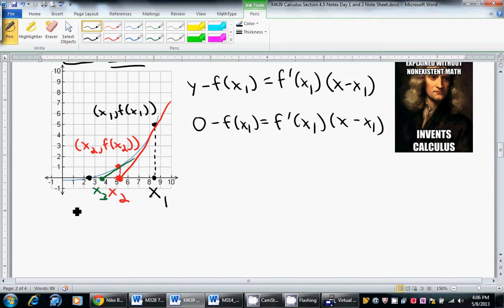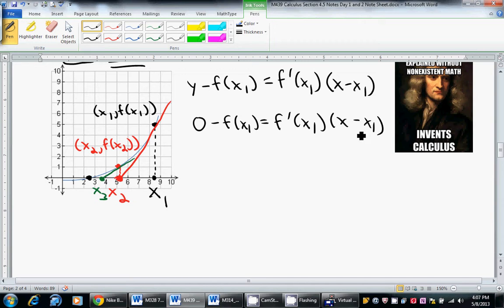And now what I'm going to do is, f of x sub 1, I know the value of that. That's from my graph. f prime of x sub 1, well, I'm going to find the value of that when I take the derivative. x sub 1 is given, right? The only thing I'm missing here is, what is the x value? Okay, so that's what I'm going to solve for.